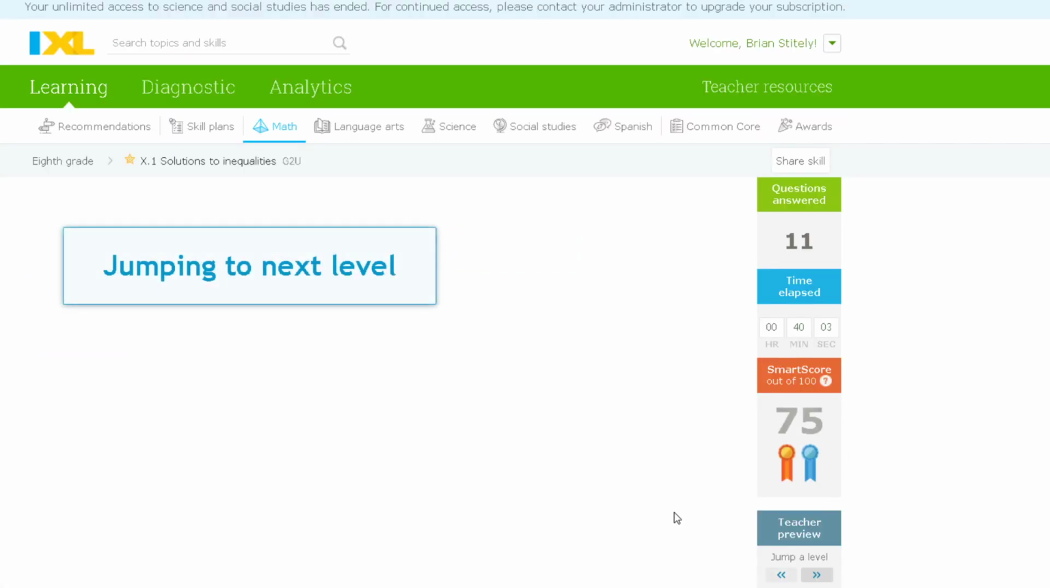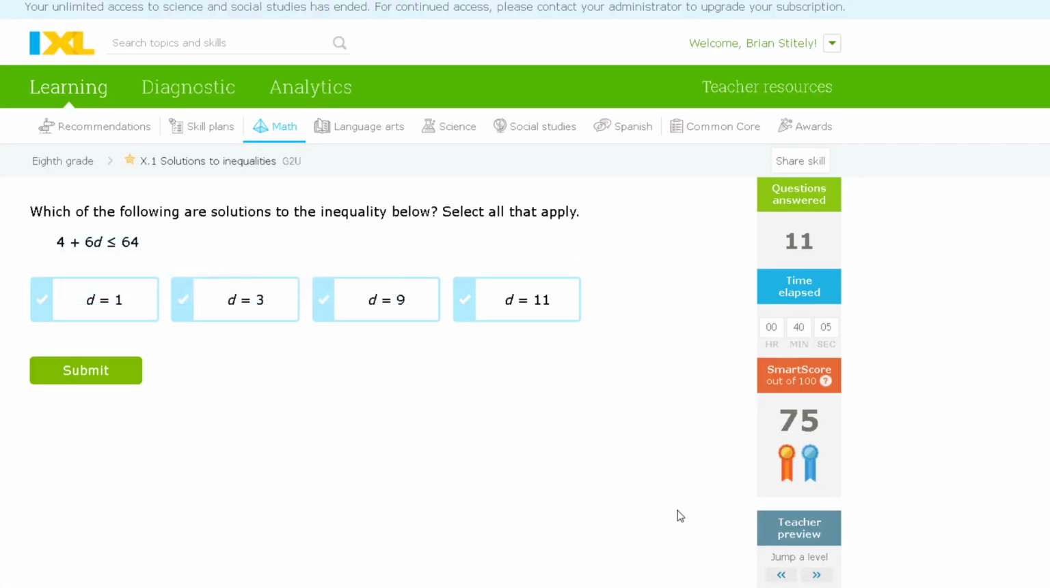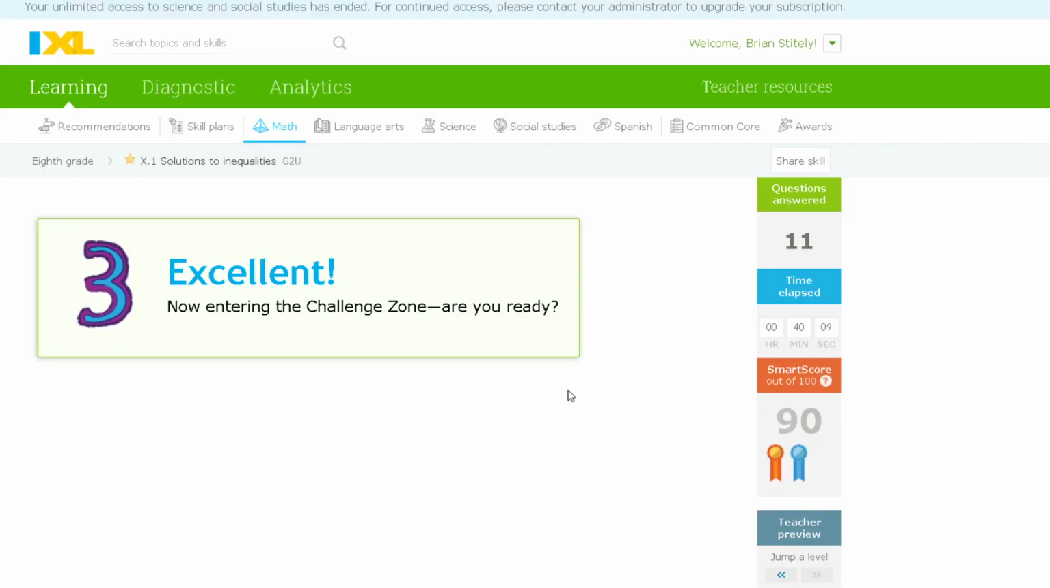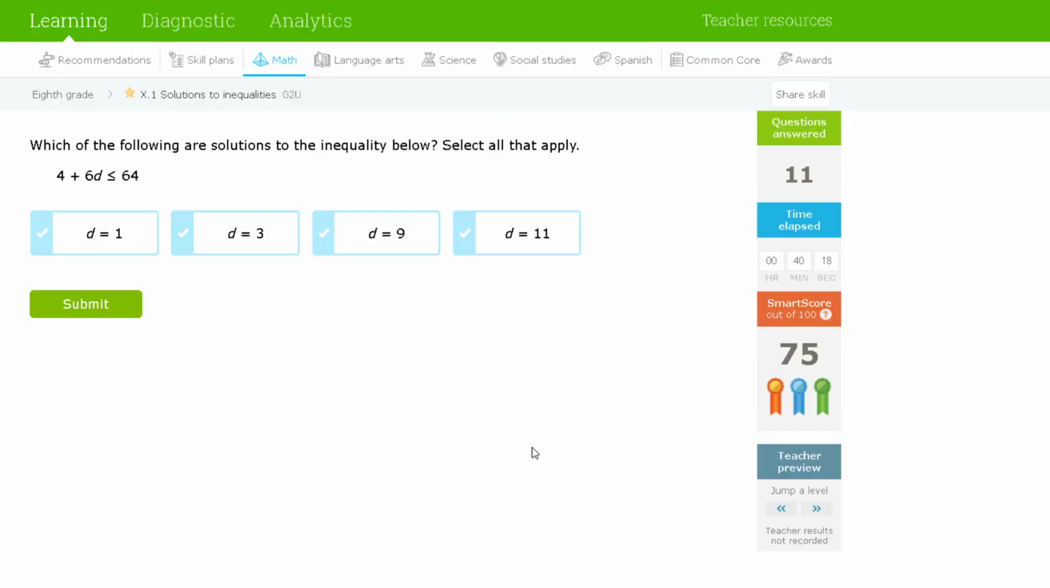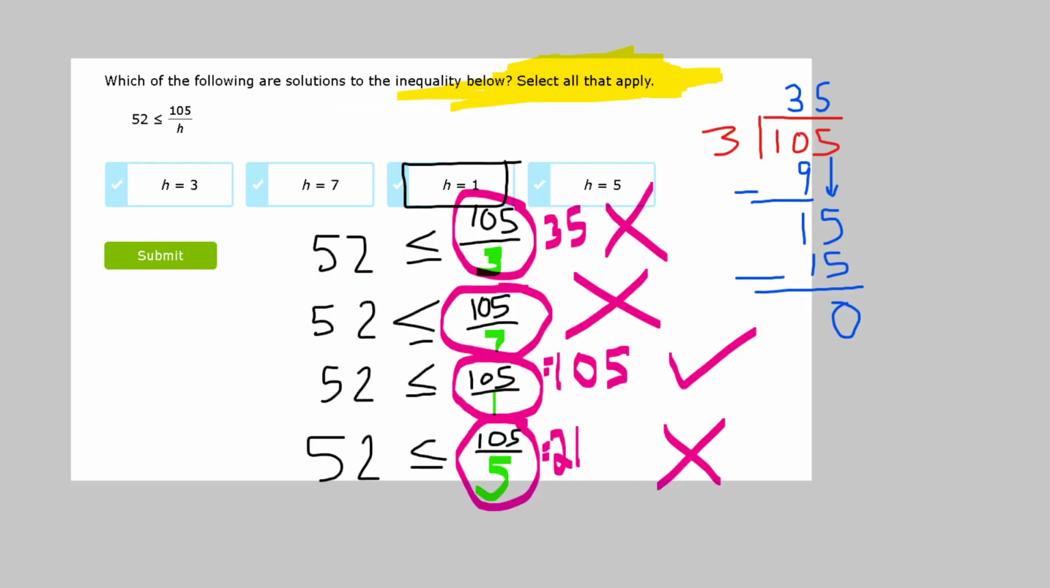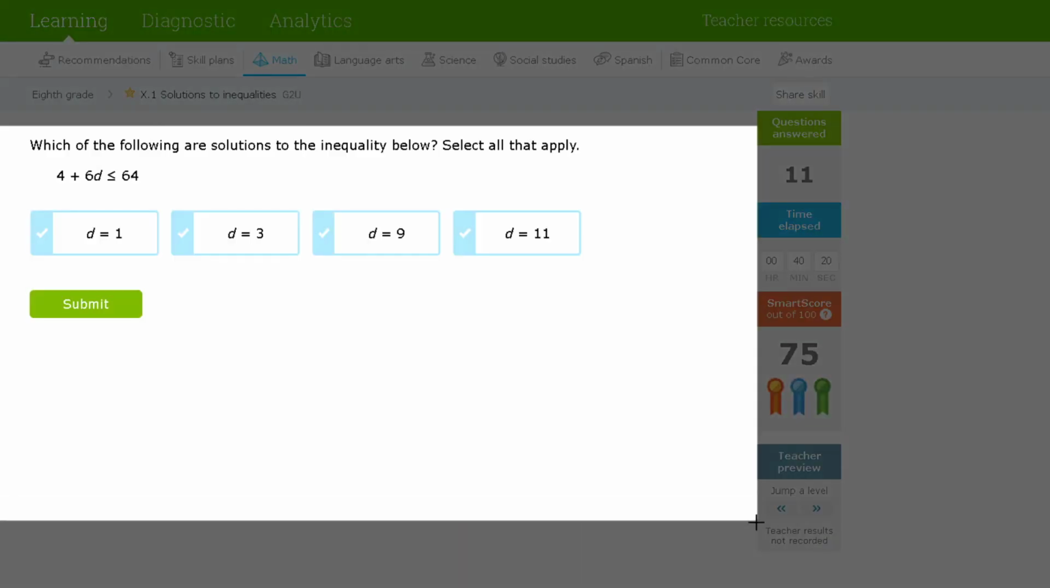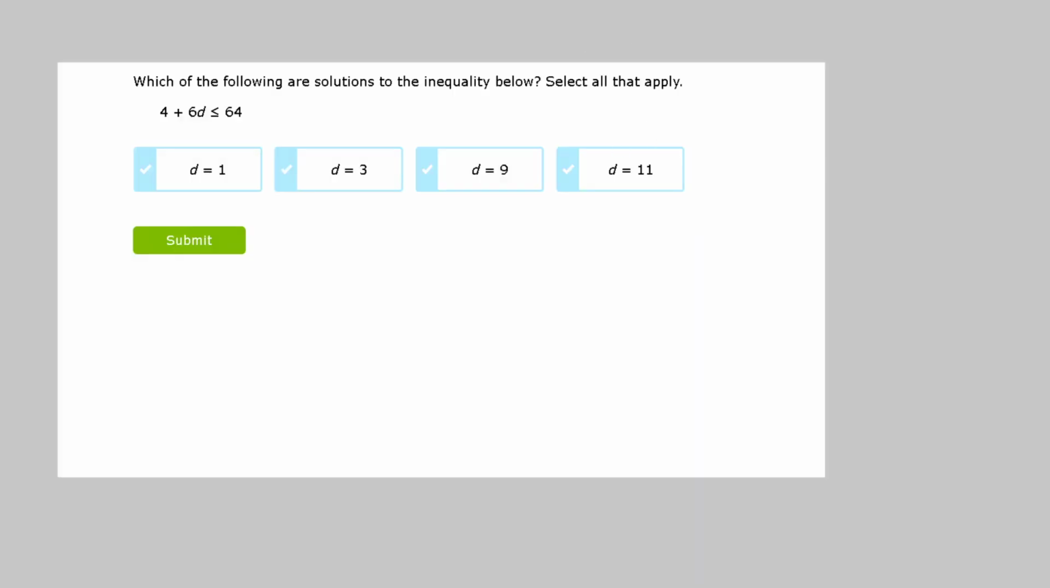All right, let's do one more. Looking for a harder one now. Okay, let's just do this one. So this is another select all that apply. That means we're going to have to try out each choice again.